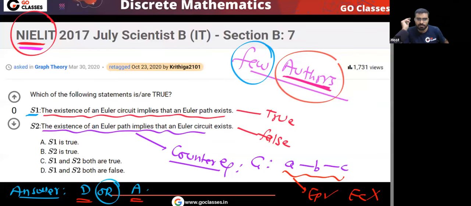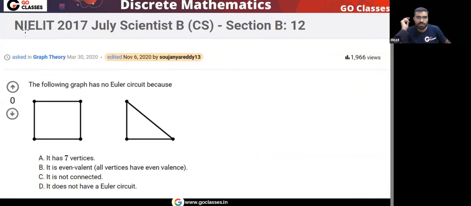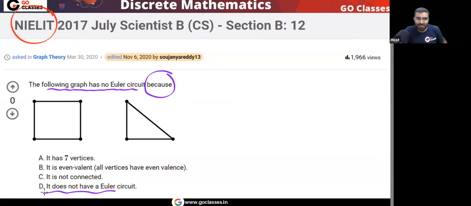Now let's move on. What about this question? This is another NIELIT question, and this is another poor question. Let me tell you why this is a very poor question. This is a very funny question. See this. The following graph has no Euler circuit because it has no Euler circuit. Yes or no? Read this. The question is asking that the given graph has no Euler circuit because it has no Euler circuit. Yes or no? Okay.